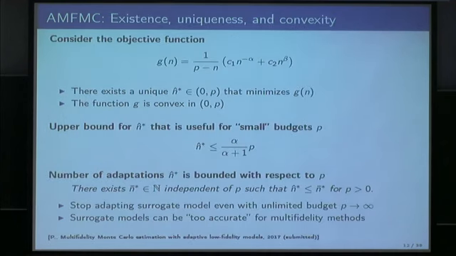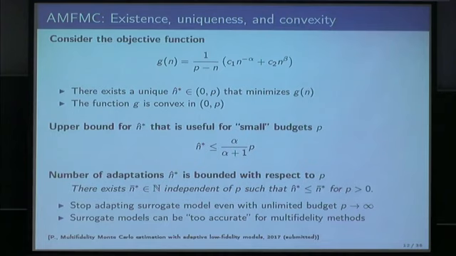Okay, so let's have a look at the corresponding objective function g of n, which is exactly the bound that I have shown in the previous slide. Now, what we could show is that this one is convex in the interval that we are interested in, between 0 and p. So there exists a unique n hat star that minimizes this g. So there exists a sweet spot for how often we should evaluate the high fidelity model for constructing the surrogate model.